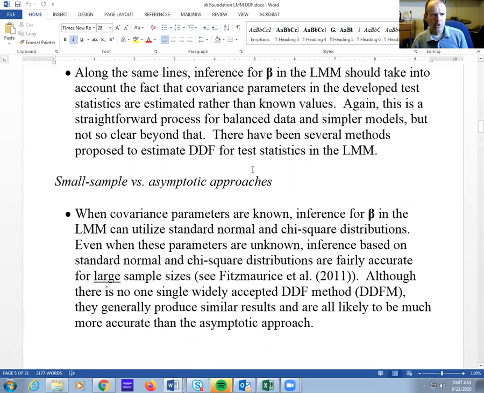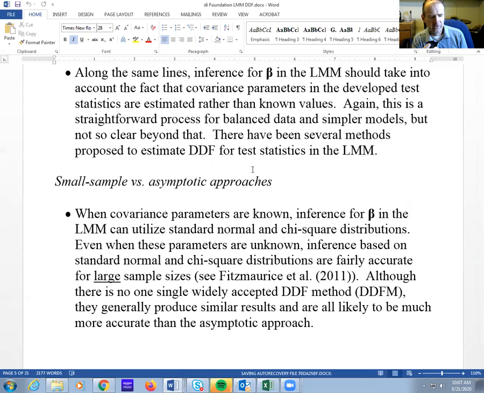So when would you know the actual covariance parameters in a model? Like, we develop theory and we can say, well, if you know the covariance parameters. In practice, you're not going to know it. You're going to estimate those things. And so we're going to be using T tests. We're going to be using F tests.